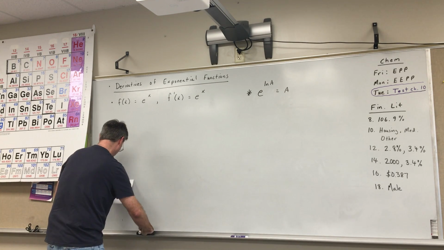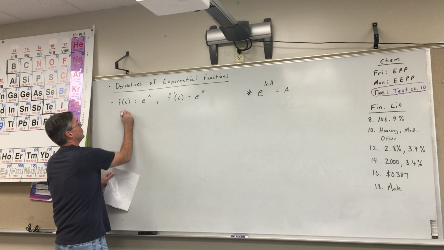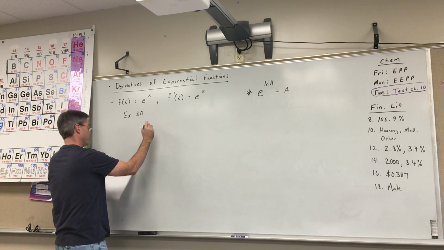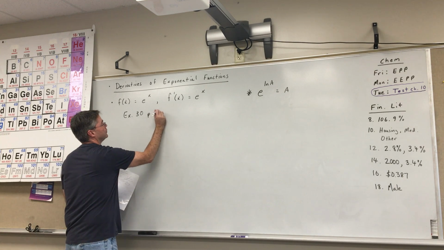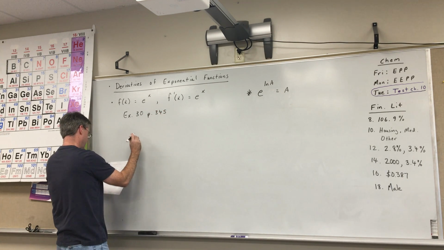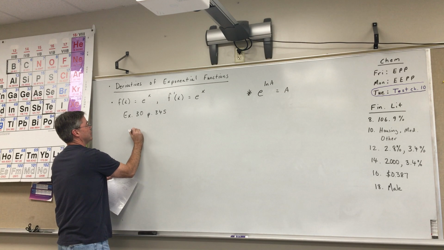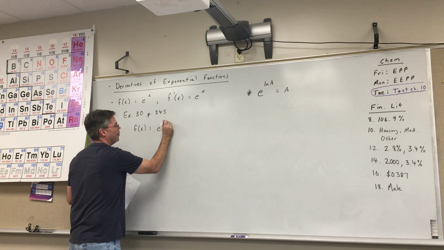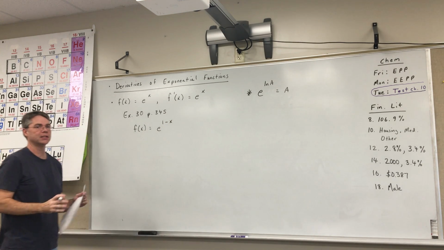All right, so let's do a few examples where we take derivatives. The first one is example 30 on page 345. So in this one we have f of x is equal to e to the 1 minus x.